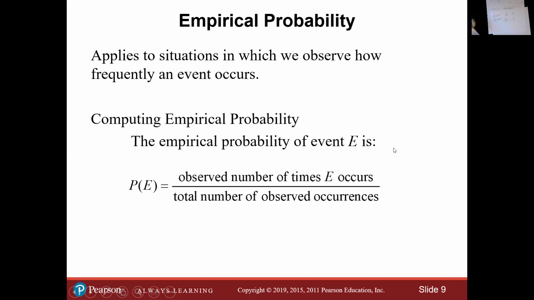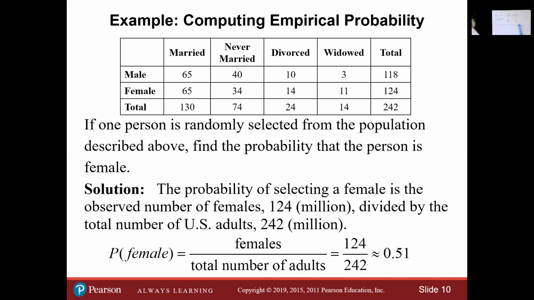Okay, empirical probability. This is when we observe the number of outcomes and we compute. Now, don't get scared by this formula. It still represents the same thing. It's still part over total. So here we have this table. We have men and women, married, never married, divorced, and widowed. If one person is selected from the population at random, find the probability that the person is female.